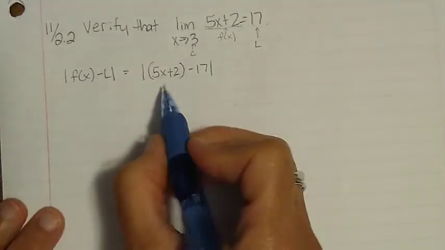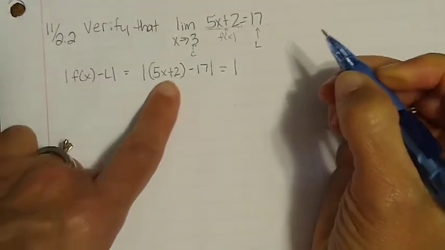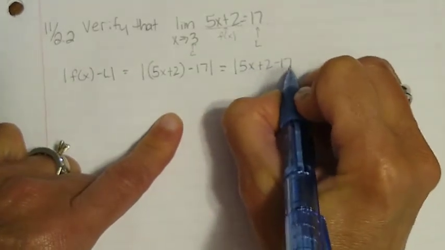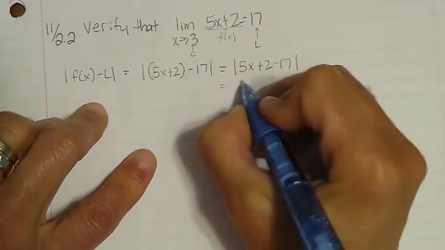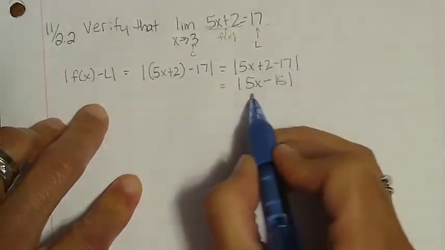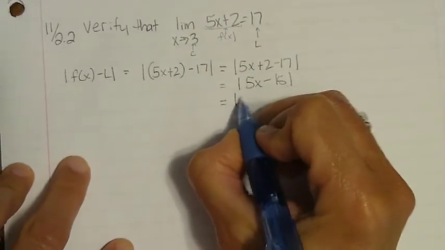Essentially, that boils down to just doing some algebraic simplification. For instance, compute this difference. I get the absolute value of 5x plus 2 minus 17, which is equal to the absolute value of 5x minus 15. Notice almost immediately that I can factor out a factor of 5.